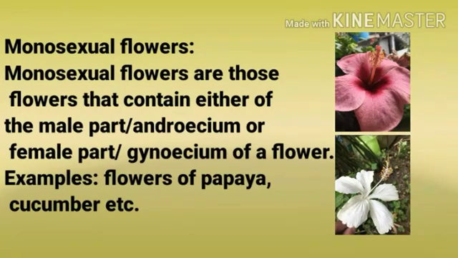Now, monosexual flowers, or you can say unisexual flowers. Monosexual flowers are those flowers that contain either the male part androecium or the female part gynoecium of a flower. Those flowers which contain androecium are the male flowers, and those with gynoecium are the female flowers. Examples: flowers of papaya and cucumber, etc.